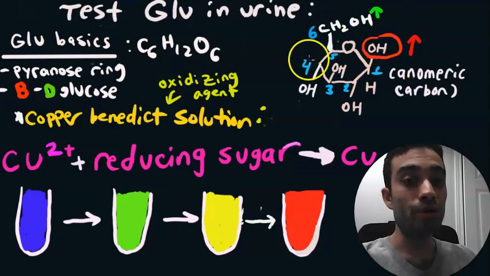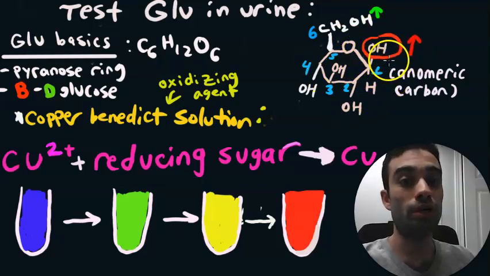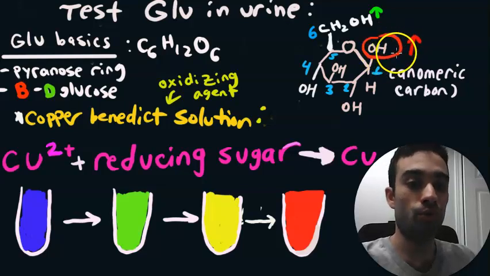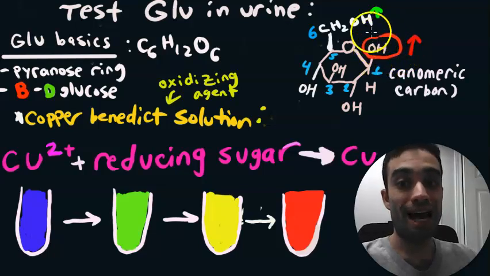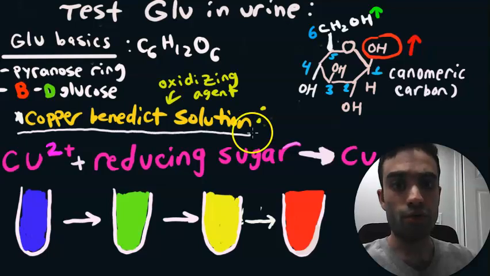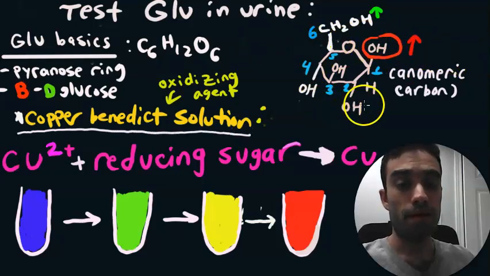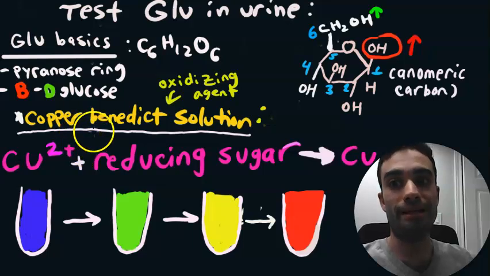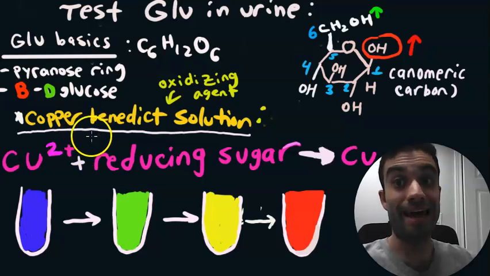Right? And also in this form, not only can it open up, it can also act as a reducing sugar, meaning it can actually reduce another molecule by adding H's to it and electrons. So it can actually reduce a solution that we call copper-Benedict solution. This is really, really important. So this reducing sugar, because nothing is attached to the anomeric carbon, can actually reduce a solution containing copper, known as the copper-Benedict solution, by adding H's and electrons to it.